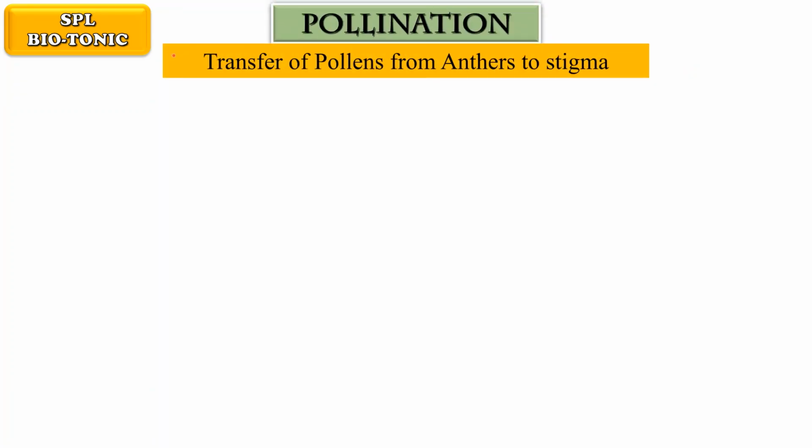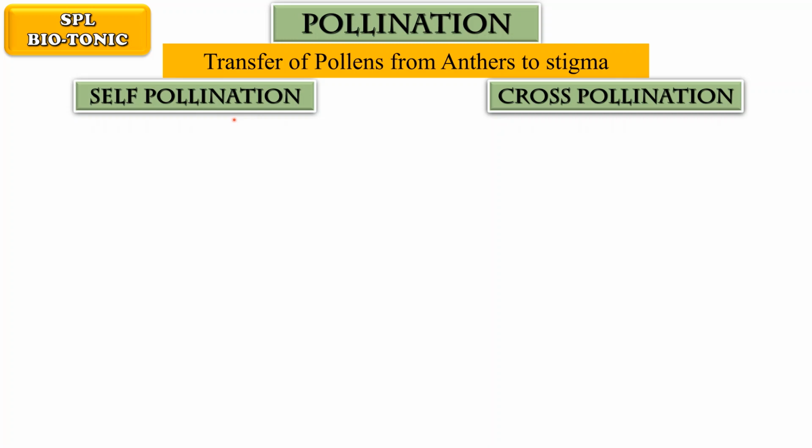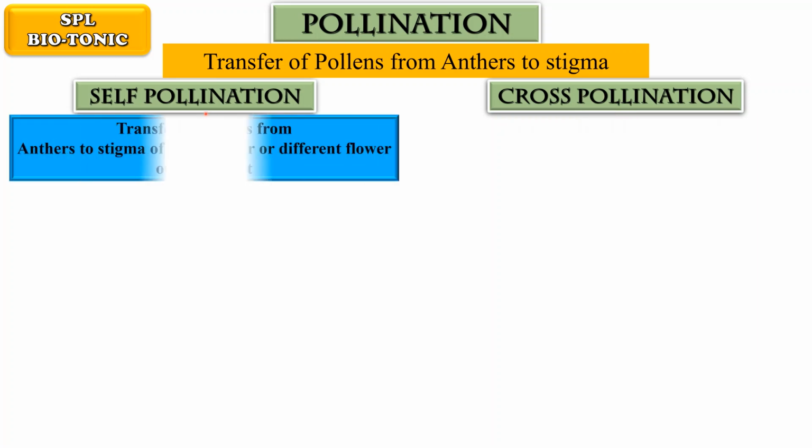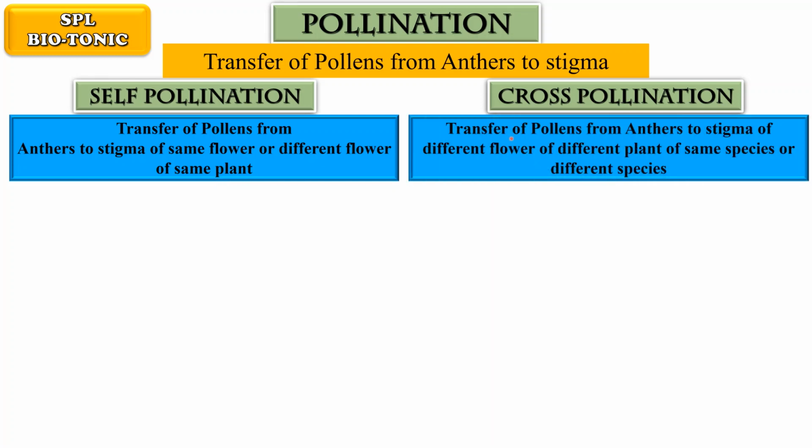Now, depending on which stigma the pollens are transferred to, there are two types of pollination. One is self-pollination and the second is cross-pollination. In self-pollination, there is a transfer of pollens from anthers to the stigma of the same flower or a different flower of the same plant. Whereas in cross-pollination, the pollens are transferred from anthers to the stigma of a different flower of a different plant of the same species or a different species.